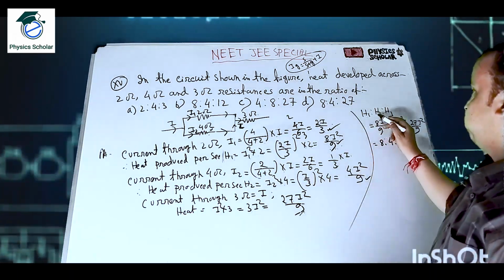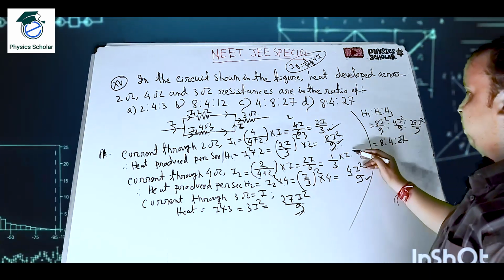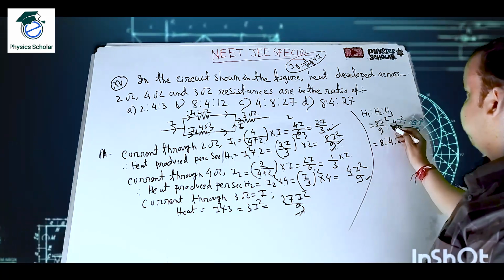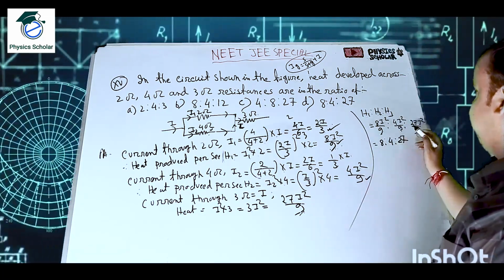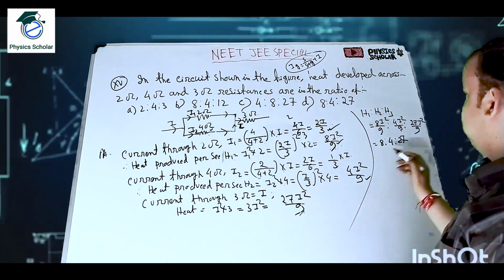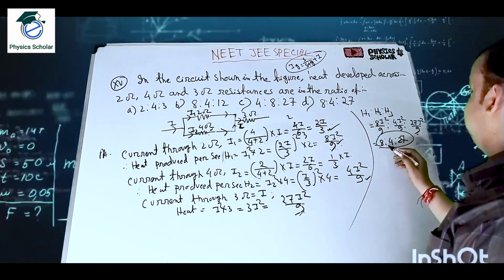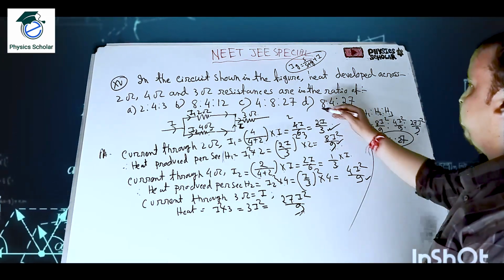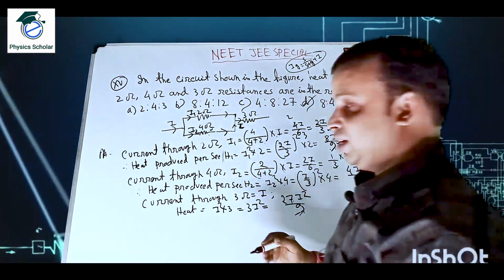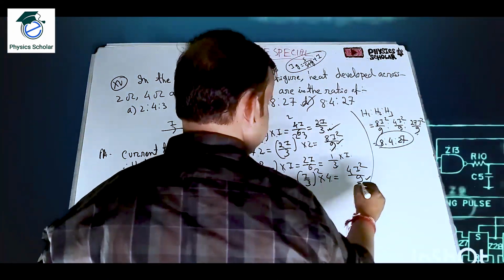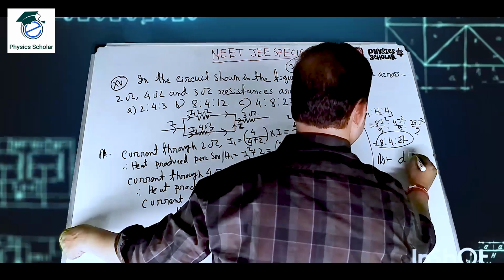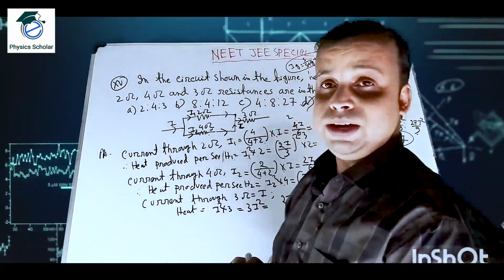So H1 is to H2 is to H3. What is H1? 8I square by 9. What is H2? 4I square by 9. And what is H3? 27I square by 9. So the 9 will be cancelled, and I square will be cancelled. So it will be 8 is to 4 is to 27. So option number D will be correct. Clear? So the answer is option number D.